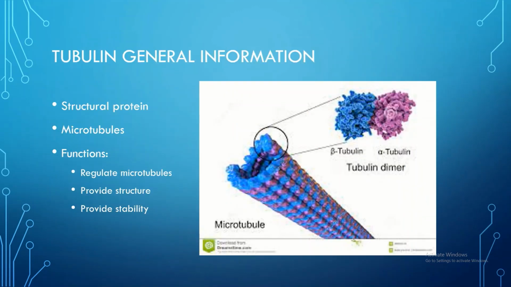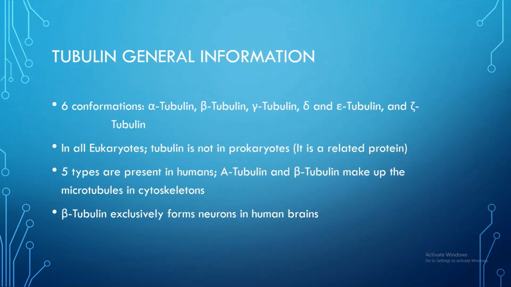So tubulin is a structural protein. It will form these microtubules, as we see in the image to the right. And tubulin functions to regulate those microtubules that provide structure and stability to cells. There are 6 different conformations of tubulin. They exist, not all of them, but most of them, at least one form in all eukaryotes. And this is because as long as they have a cytoskeleton, it'll exist within that organism. And tubulin is not in prokaryotes that we know of.